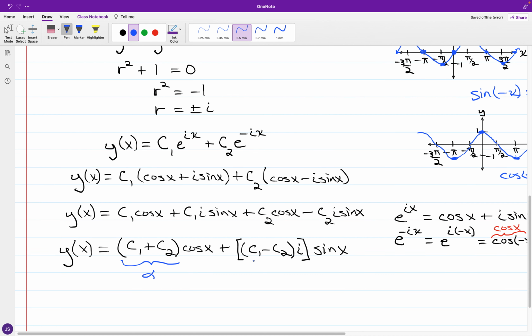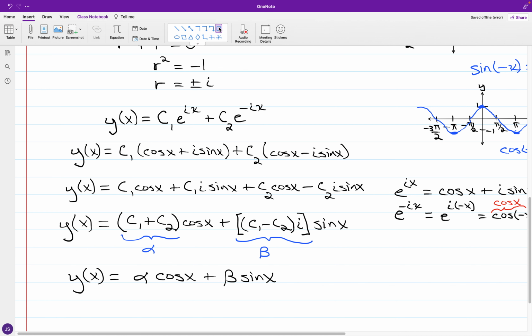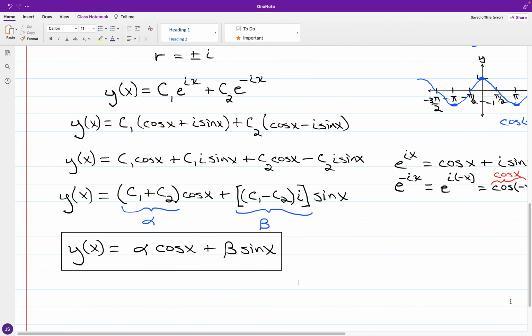So we can say this sum is going to be alpha. And for the difference of what will be complex constants, that will still be a constant, so we'll just call this beta. And for the solution in trigonometric terms, we can say that y of x is equal to alpha times the cosine of x plus beta times the sine of x. And that would be the result in this particular case.